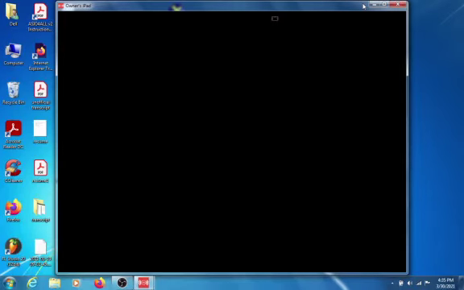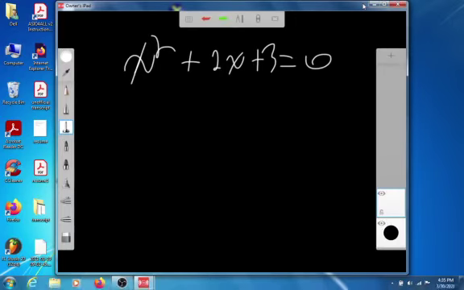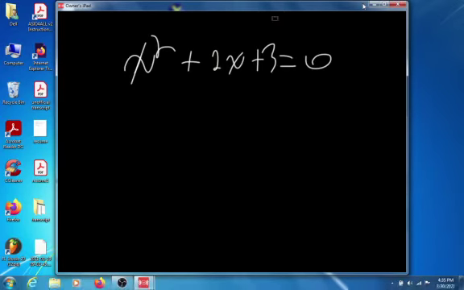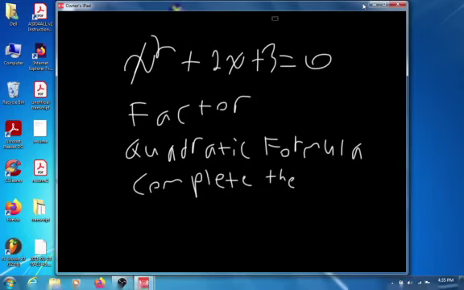Okay, so the quadratic equation, let's say you have x squared plus 2x plus 3 is equal to 0. If you want to solve for x, you can solve for x a few ways. You can factor, you can use the quadratic formula, you can complete the square, and you can do another form of factoring known as the AC method.